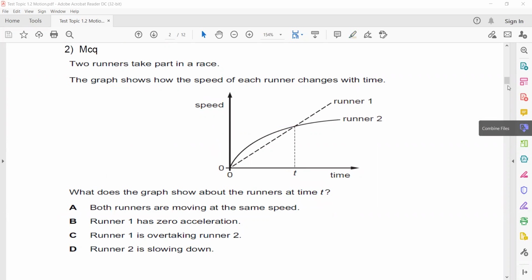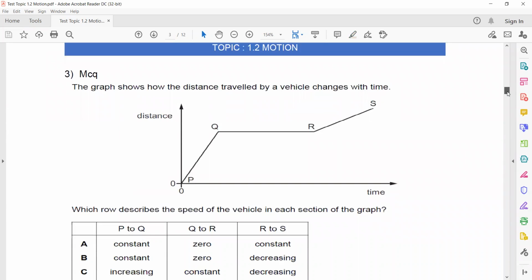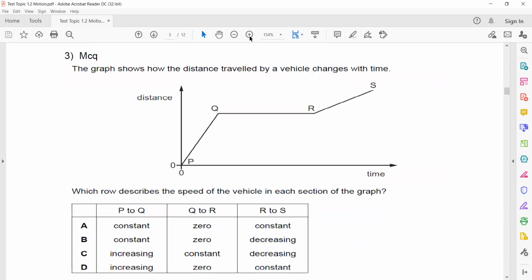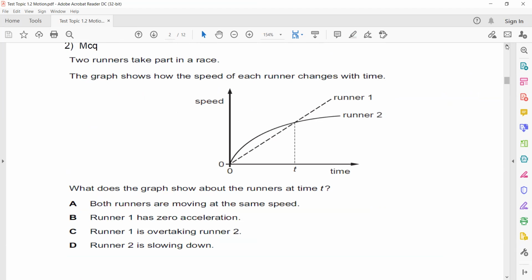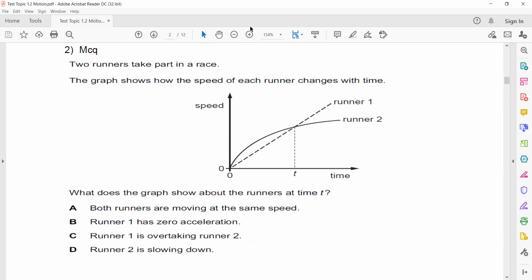So you have to check the axis of the graph. In a distance time graph, what does the slope represent? Slope represents speed. But when you check, this is a speed time graph. Runner 2 is not slowing down, runner 2's acceleration is decreasing. But it is not slowing down. Slowing down means speed should also decrease.